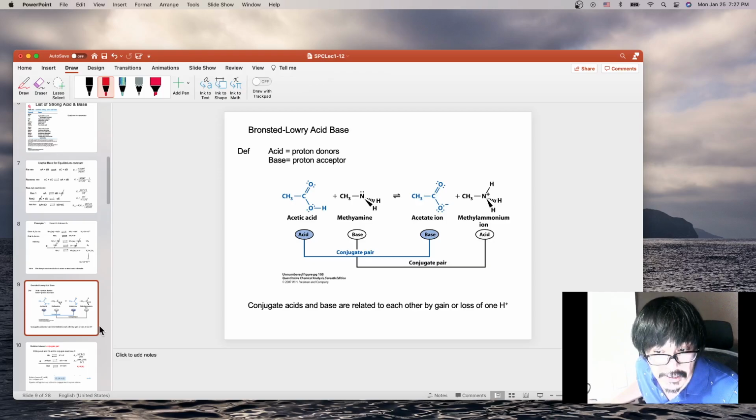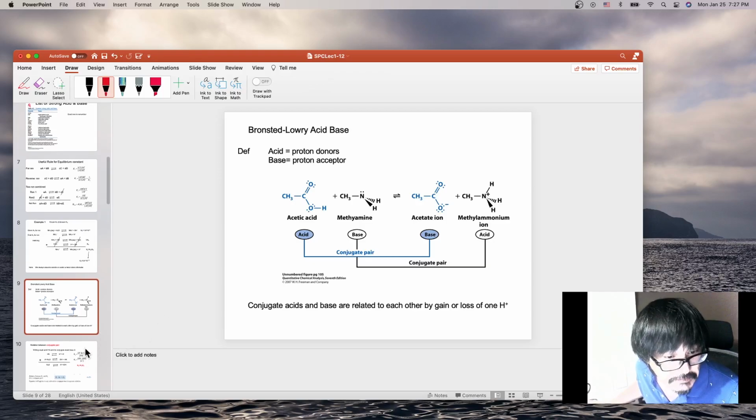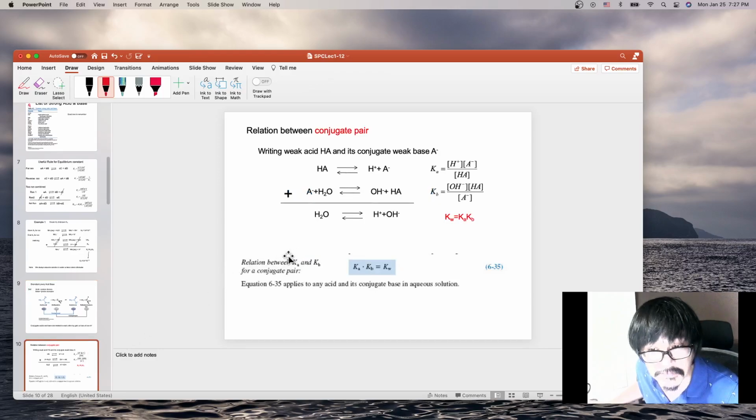Conjugate acid base pairs, nothing to talk about. And when you actually talk about the conjugate acid base pairs, if you have a certain acid with its dissociation reaction, and then the conjugate base has its own reaction too, right? And then if you add it up, it always adds up to the water dissociation constant. So for that reason, Ka multiplied by Kb becomes Kw right here.